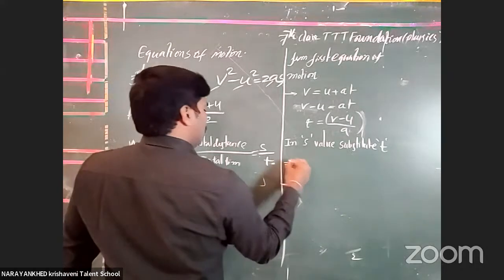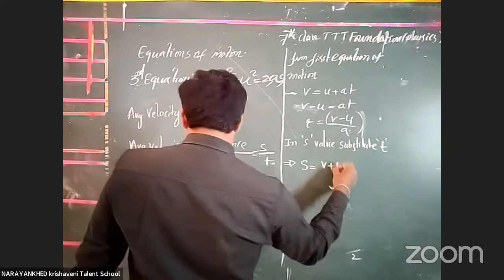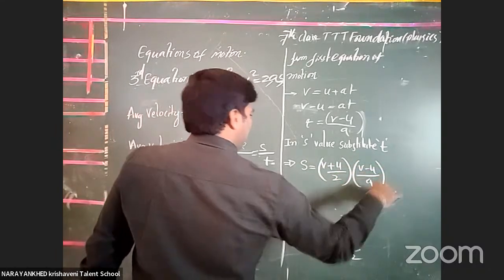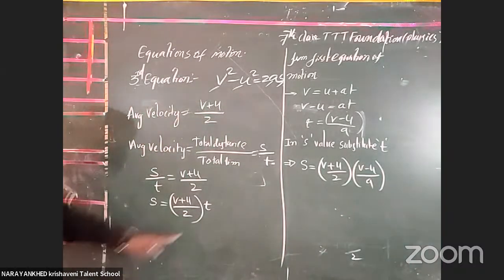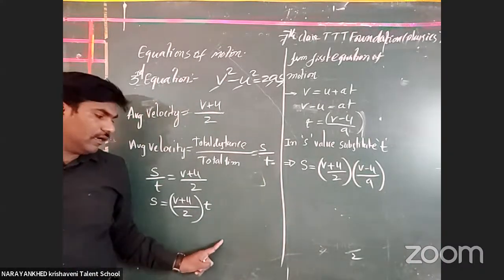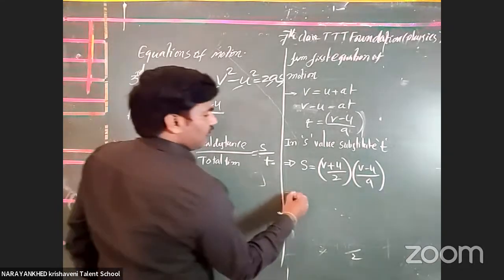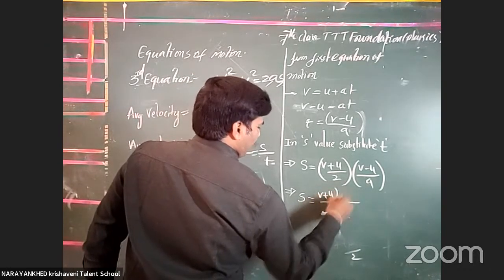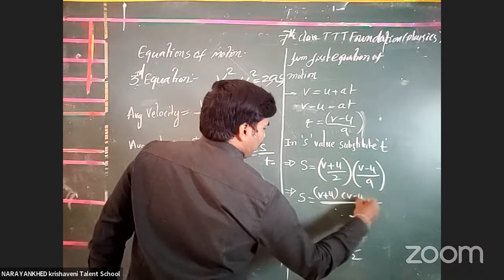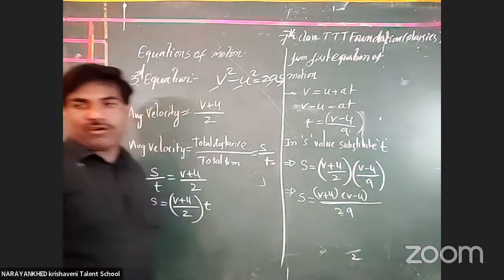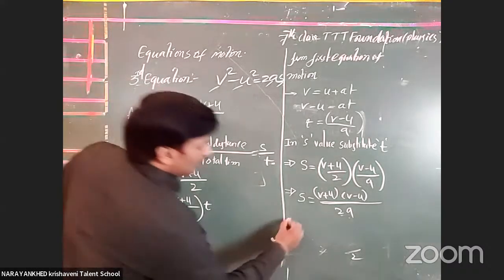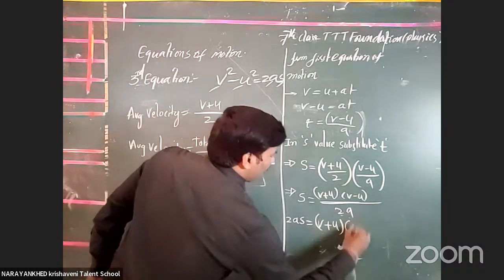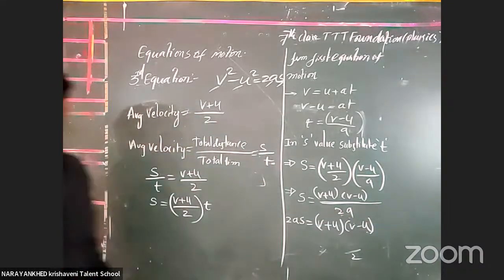Now S is equal to V plus U by 2, and what is the T? V minus U by A. Got it or not? In the place of T I have substituted the T value. Now it is also written as S is equal to V plus U into V minus U by 2A. Written or not? And it is also written as 2AS is equal to V plus U into V minus U. Okay, clear or not?